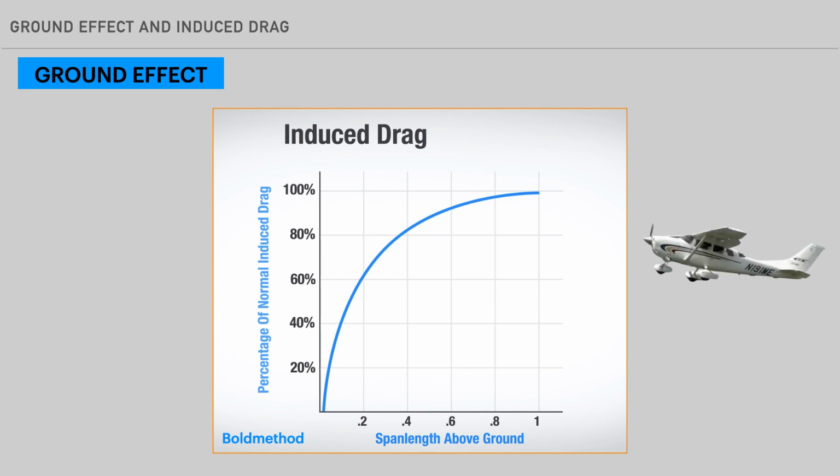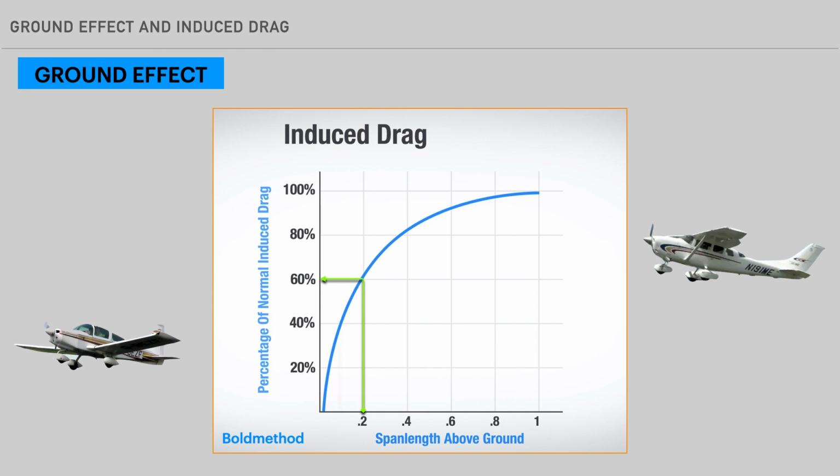For example, a Cessna with its wing 7 feet above ground and wingspan of 36 feet versus an Archer with its wing 3.5 feet above the ground and wingspan of 35 feet. When the high-wing airplane is just about to touch down, it will be at about 20% of its wingspan's length above the ground and will experience 60% of its normal induced drag. Stated another way, it will have a 40% reduction of its normal induced drag.